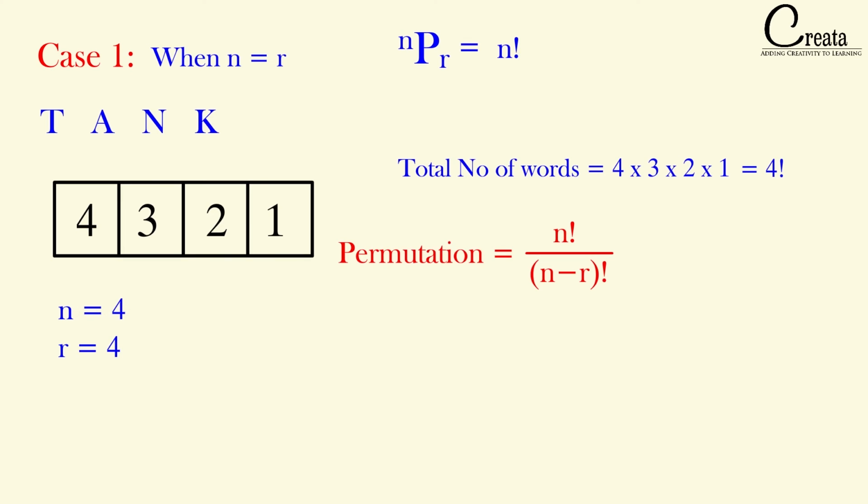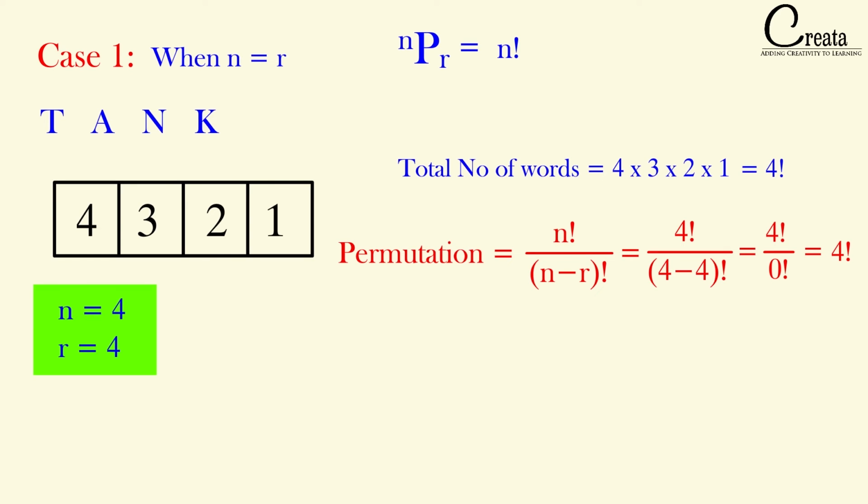Let's apply our formula of permutation. It will be n factorial upon n minus r factorial. So that will be 4 factorial upon 0 factorial, that is 4 factorial. So in the case when n is equal to r, the answer is n factorial. You don't have to remember this fundamental by heart, but these fundamentals are helpful while solving questions in competitive exams. Once you know n is equal to r, you can directly apply the fundamental, that is the permutation is equal to n factorial.